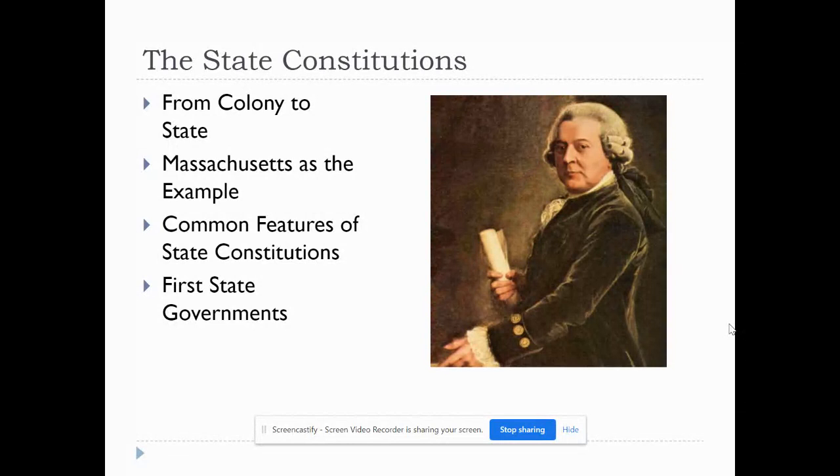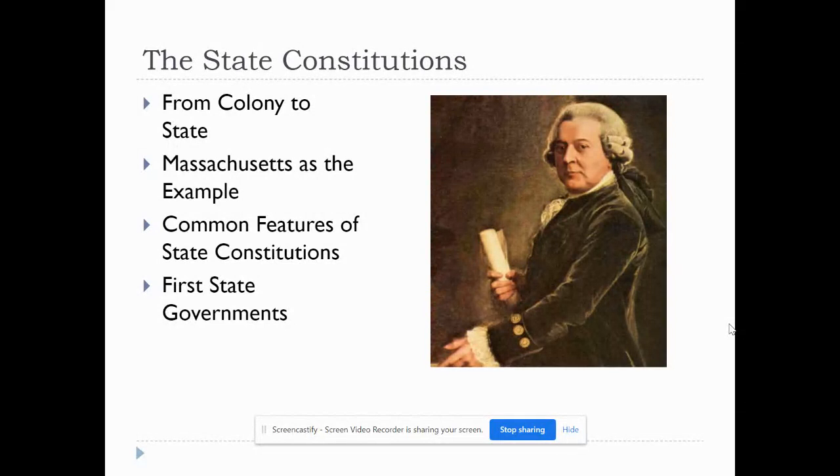So in the transition from colony to state, they realize that they have to have a written constitution. Massachusetts is the first one to develop one, and John Adams is at the forefront of this. John Adams basically utilizes a tremendous amount of Montesquieu, a tremendous amount of Locke. He borrows a great deal from Voltaire.